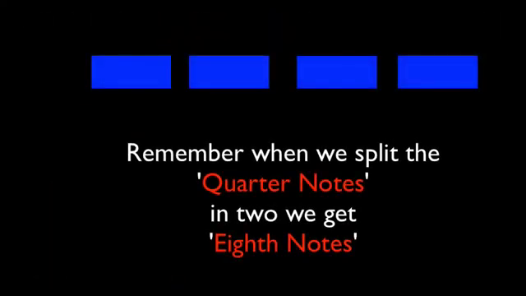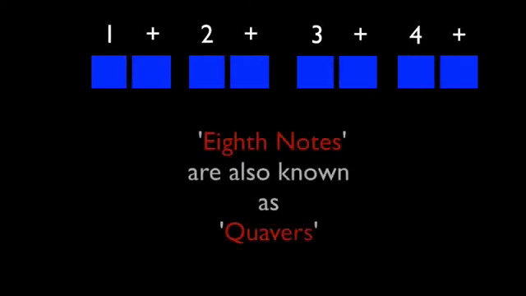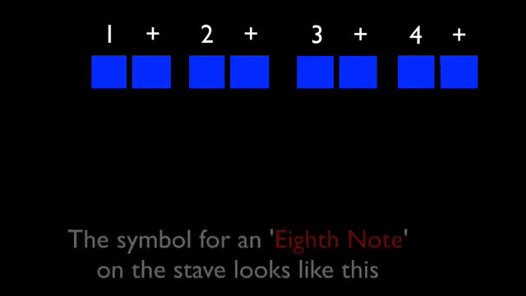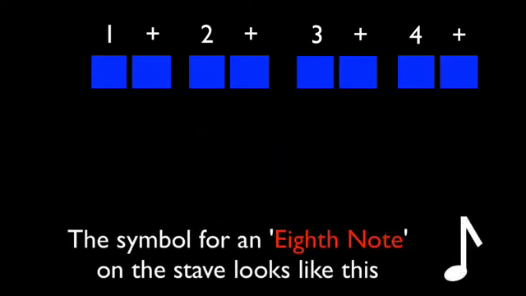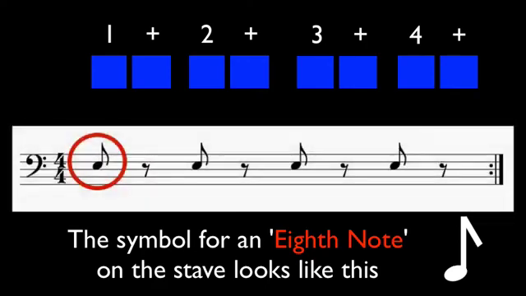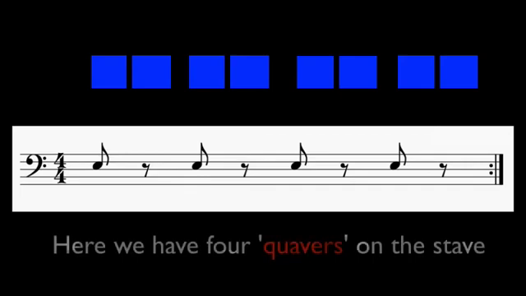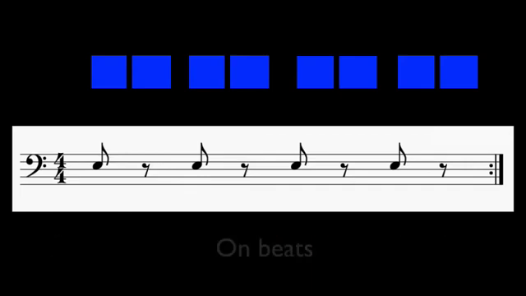Remember when we split the quarter notes into 2? This gave us 8th notes, as there are 8 even blocks of sound in a bar. The symbol for an 8th note looks like this on the stave. Here we have 4 quaver notes on the stave. On beats 1, 2, 3, and 4.